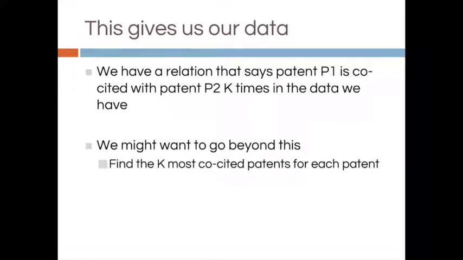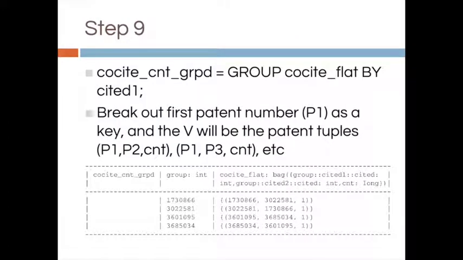This essentially gives us our data. We have a relation that says patent 1 is co-cited with patent 2 k number of times, and that represents the 3 columns in our table. If we wanted to take this one step further and find the patents that are most often cited together, we could also do that.